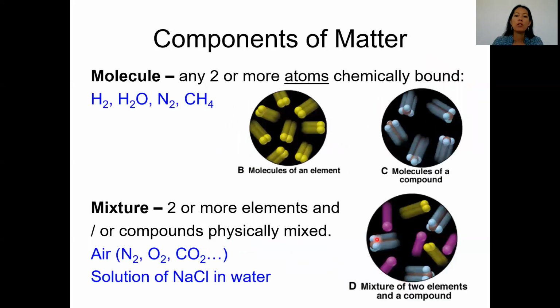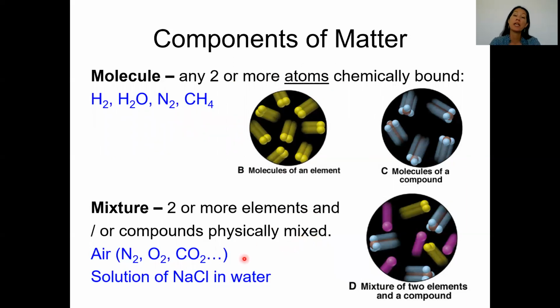What's interesting is you can also have a molecule of an element. So there are certain elements, just a handful, like hydrogen, nitrogen, oxygen, all the halogens, which is the second to the last column of the periodic table, these exist as what's called diatomic molecules. So di for two, diatomic, so that's two bound. And so we would call that a molecule of an element instead of an atom. A mixture, we've already talked about, two or more elements and or compounds physically mixed.